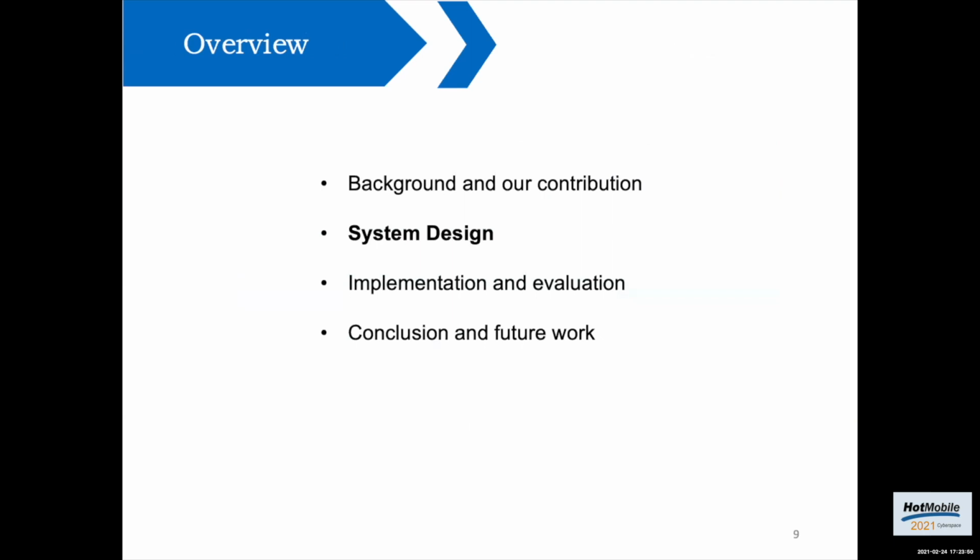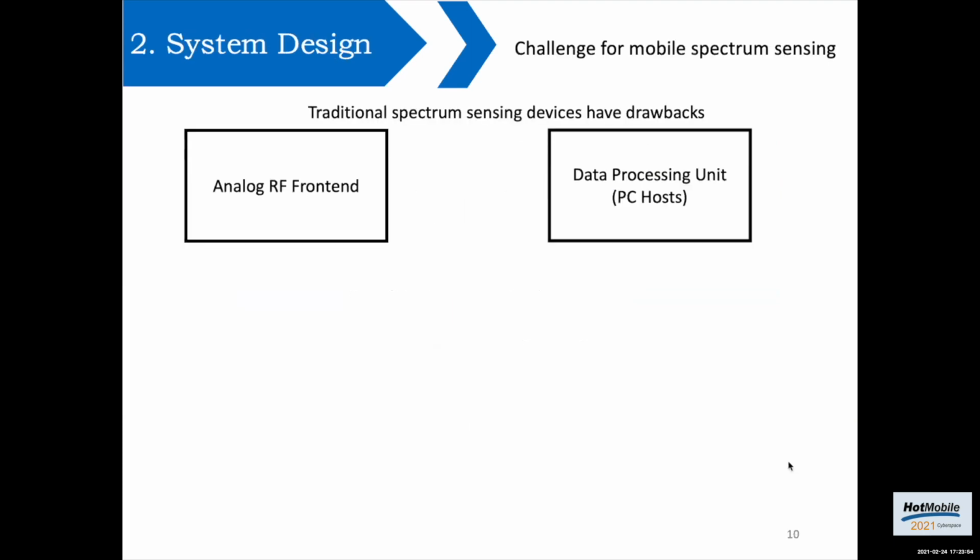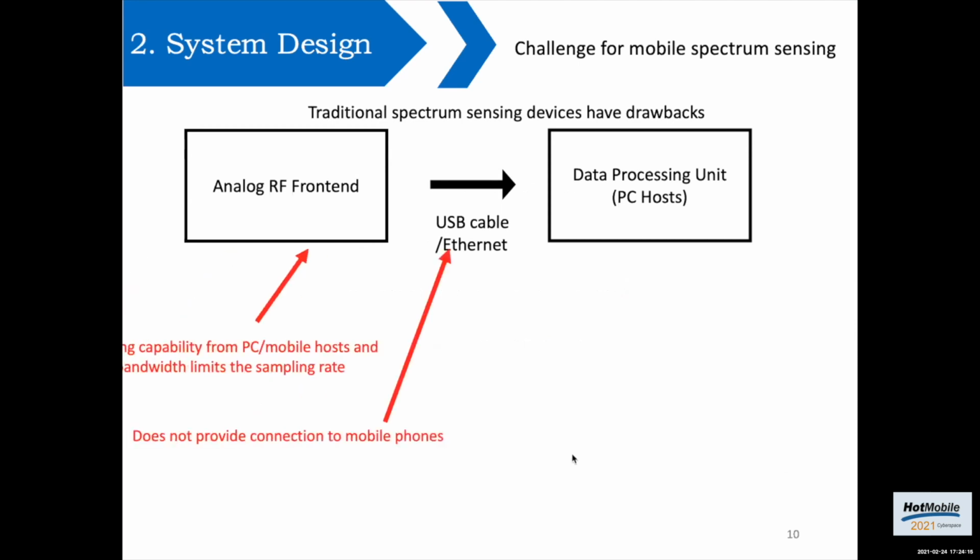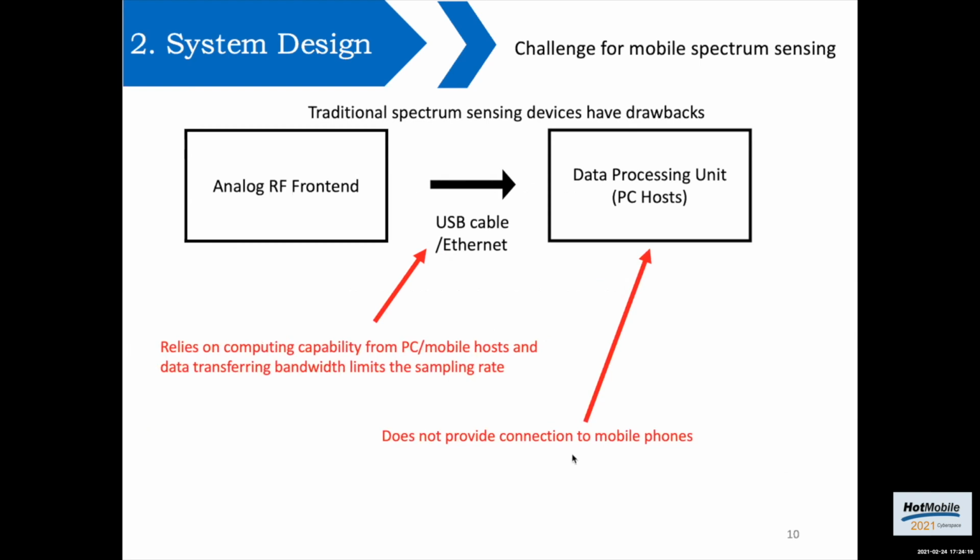Now, let me introduce the system design. In order to build a mobile spectrum sensing platform, the first challenge we will meet is the data transfer throughput. Traditional spectrum sensing hardware usually needs an RF front end connected to a PC host via USB or Ethernet. The high-end SDR platform will use Ethernet or provide sufficient data bandwidth to the host to be compatible with their high sampling rate front end. So they always rely on computing capability from the PC host, and data transferring bandwidth limits the sampling rate. Smartphones can only use USB OTG, and this will make the front end unable to achieve its maximal sampling rate. And the existing mobile CPU is a general purpose processor, and it's not optimized for baseband processing.